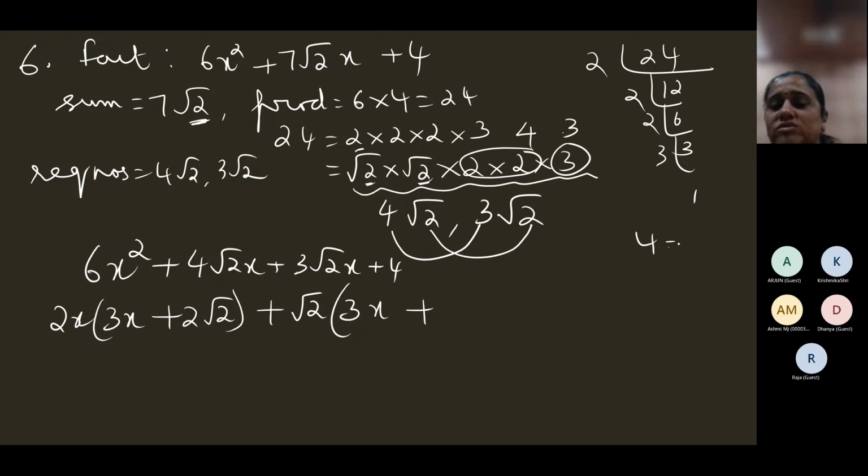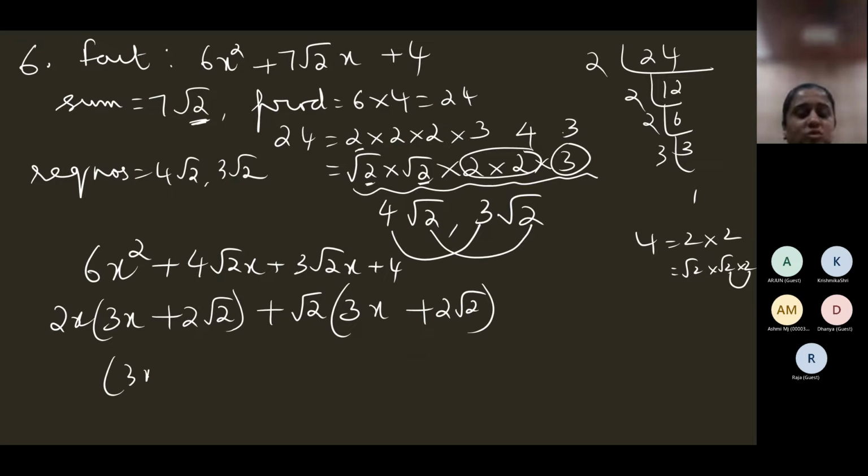Now 4 is 2 into 2, and 2 is further root 2 into root 2 into 2. Now root 2 is common. So in the bracket you will get 2 root 2, because 2 root 2 into root 2 is 2 into 2, which is 4. Now the answer is 3x plus 2 root 2 into 2x plus root 2.